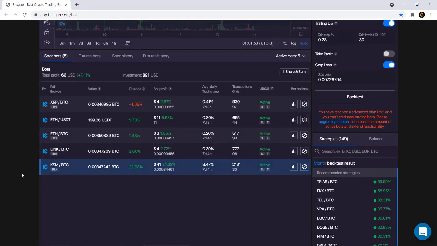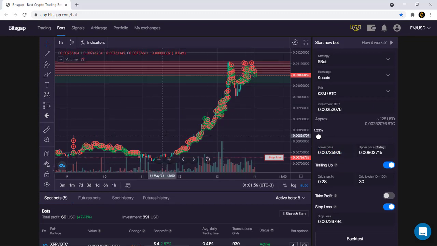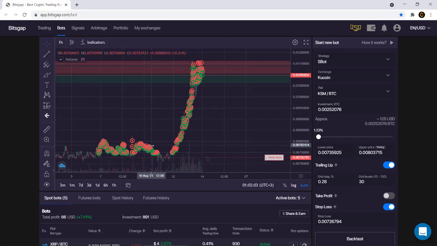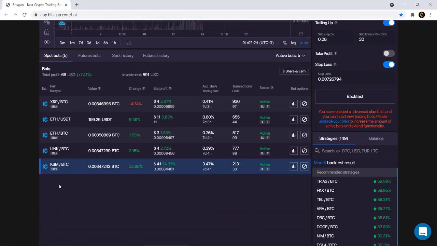Now with KSM BTC, let's have a look over here. It's gone up very high in value, and it's gone well above our original range, 1.008. It's gone up very high, and more grid lines have been put higher up because we've got trailing up on. And wow, the average daily trading is 3.47%. That's fantastic. I mean, nearly 3.5% per day. This is genuine trading, complete transparency, more than 2,000 trades.